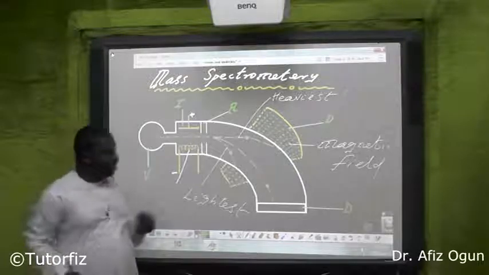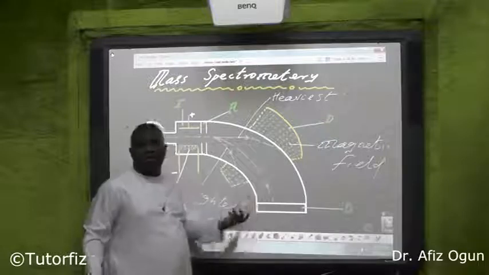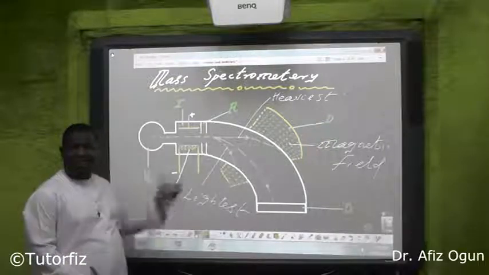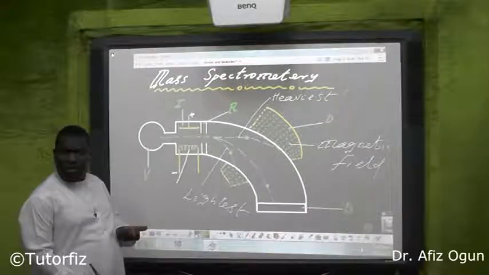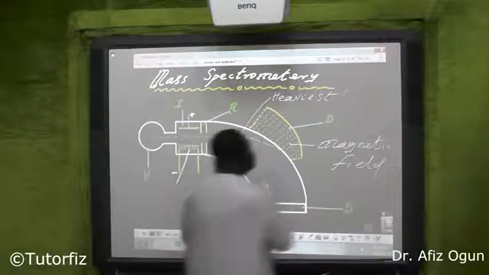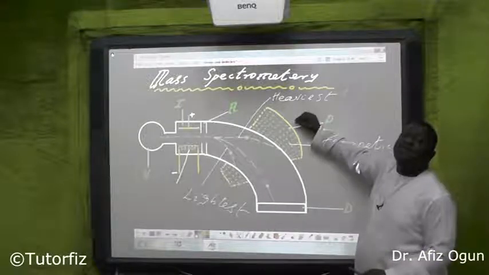Then what do we see? We get to the detector. At the detector, we detected only one thing. Only one of them is recorded. We don't want only one to be recorded. Then what do we do? This magnetic field, we have the ability to change it. We change the magnetic field gradually.